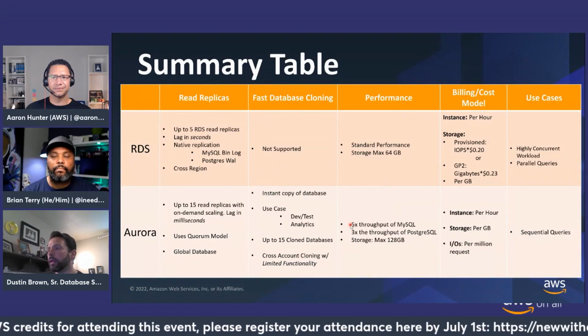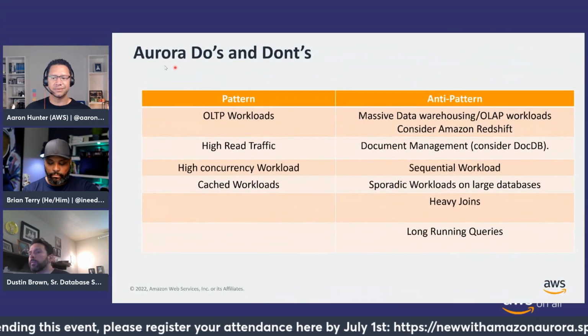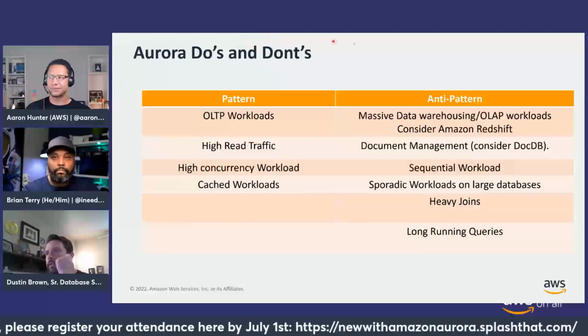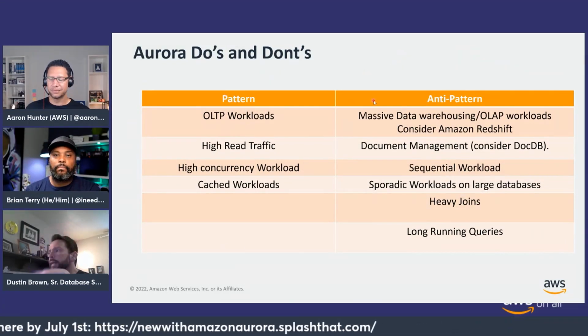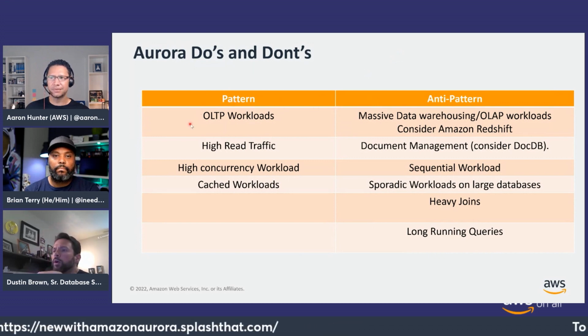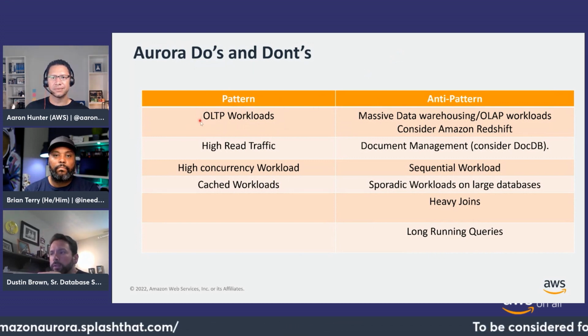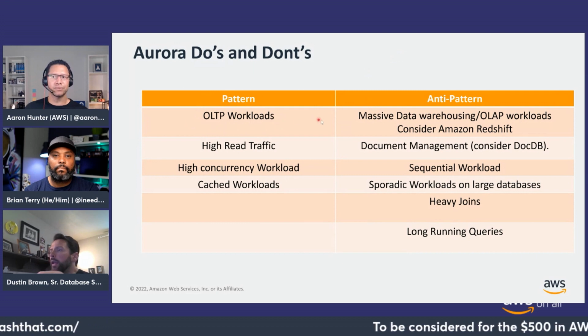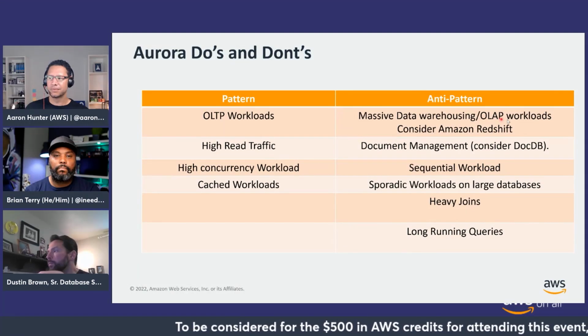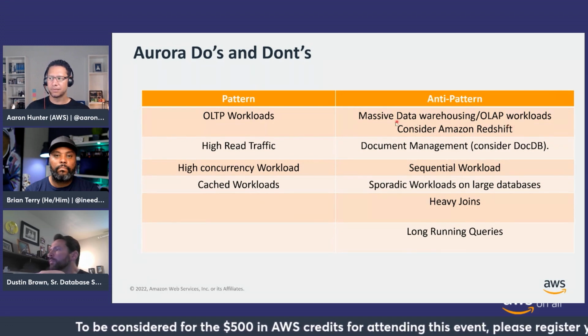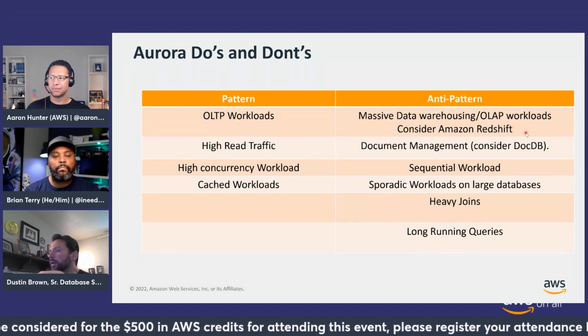And then one of the slides that I like to go over with customers when I'm talking about Aurora is the patterns and anti-patterns. So for Aurora, it works really well for OLTP workloads. An anti-pattern is massive data warehousing or OLAP type workloads. This is where you would consider more of an Amazon Redshift product.